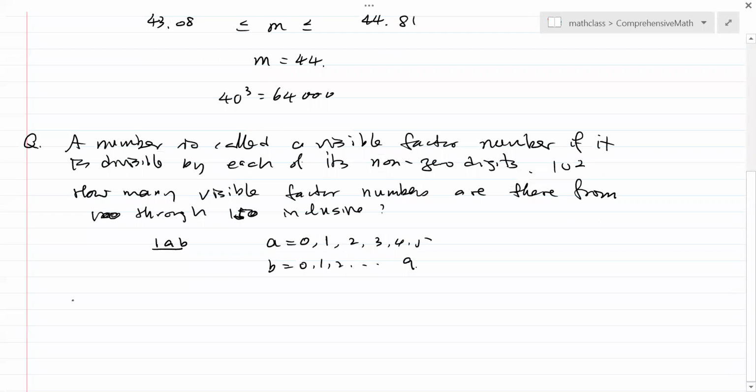So the first case, you assume A is 0. Let's take a look at that one. If A is 0, then 10B is just 100 plus B. It is divisible by B, then B can be 0 or not, right? If B is 0, that works, right? So that includes B equals 0.